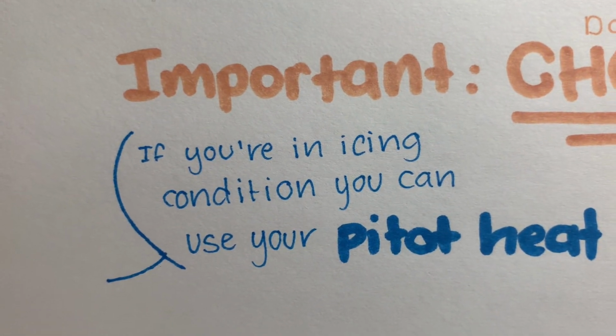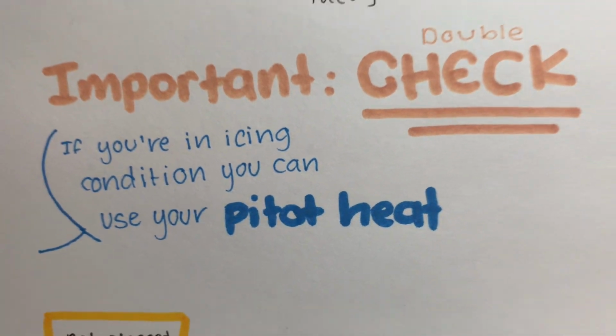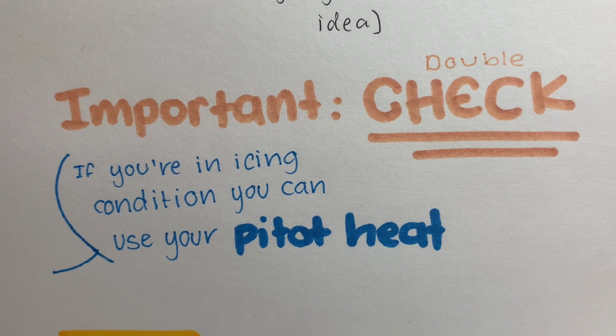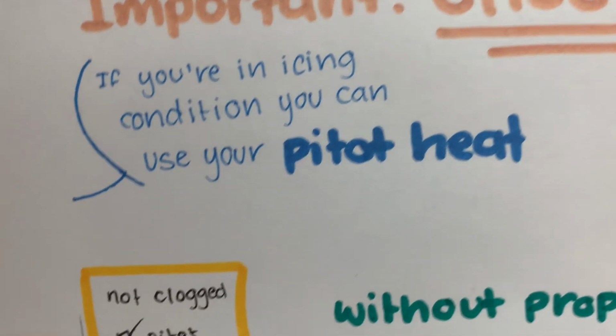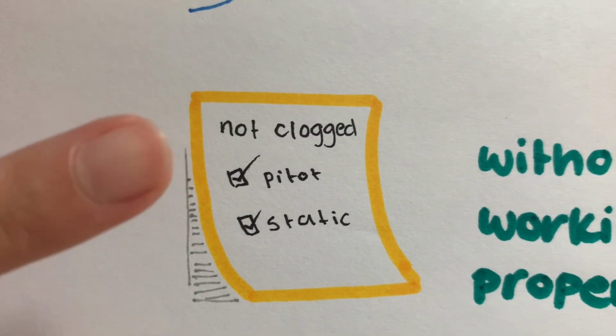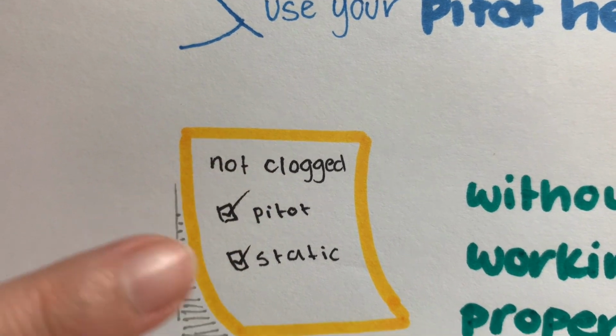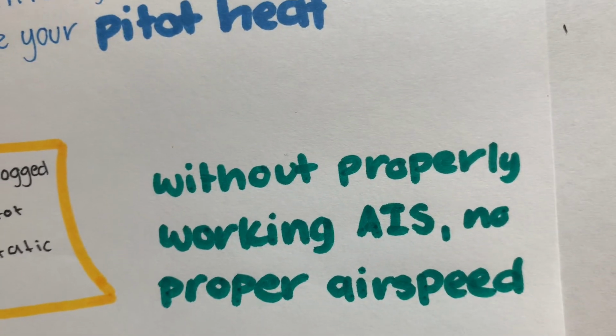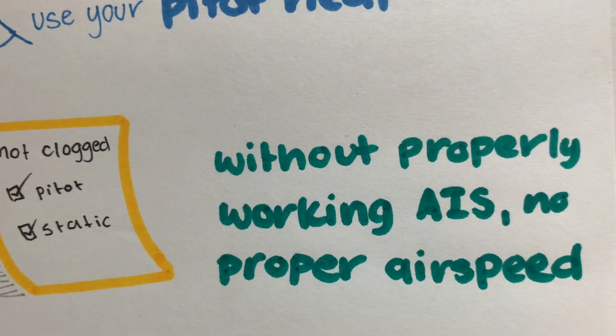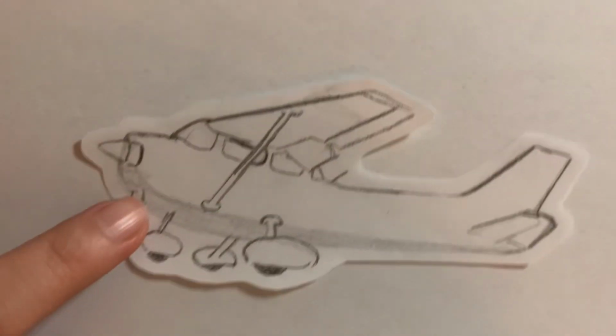If you are in icing conditions, you can use your pitot heat, which is an anti-icing system that warms the pitot tube to make sure that they don't ice over. And it's critical that even before you leave the ground, you make sure that they're not clogged. Because if you're not getting the proper information of your airspeed, you're most likely not even going to be able to leave the ground.